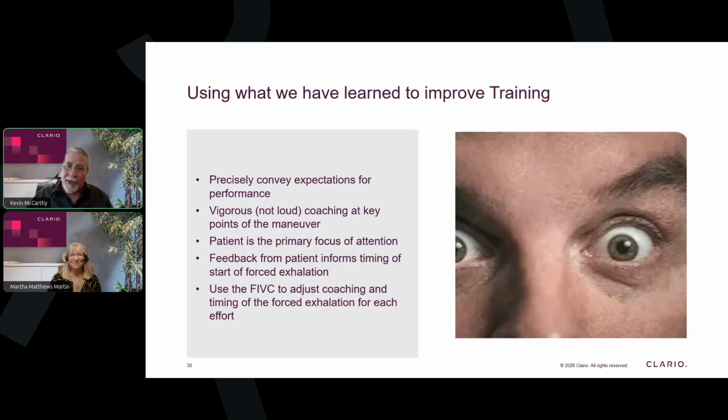You can examine that all you want. And in fact, that time should be spent looking at the FIVC, asking the question, did I time the command to blow properly, and adjusting it on the next effort. So use that FIVC properly. Don't try to make it match by any means. Just try to adjust the start of the inhalation. So those are the kind of things that we've changed at Clario.